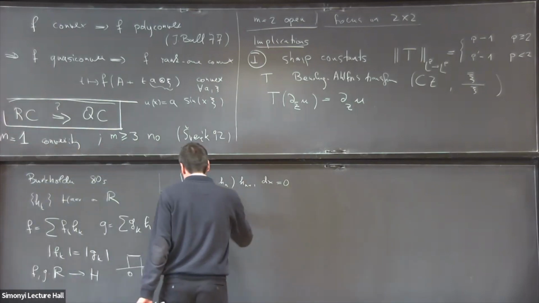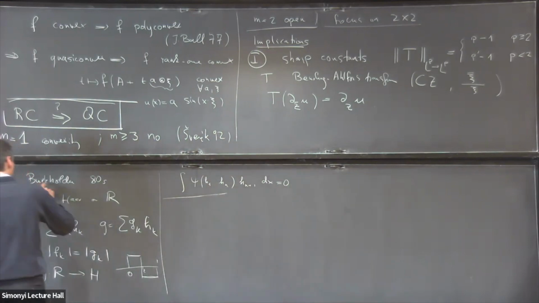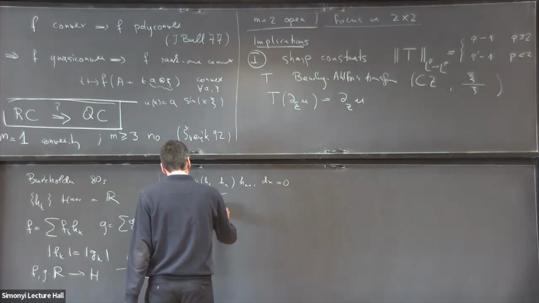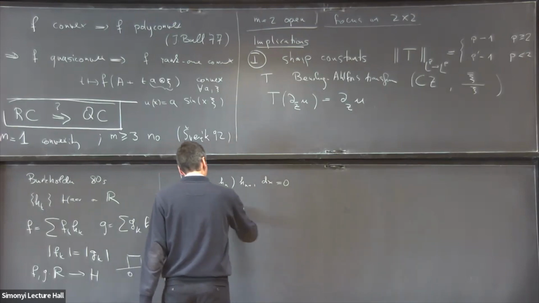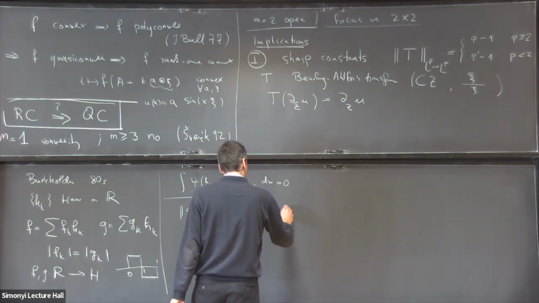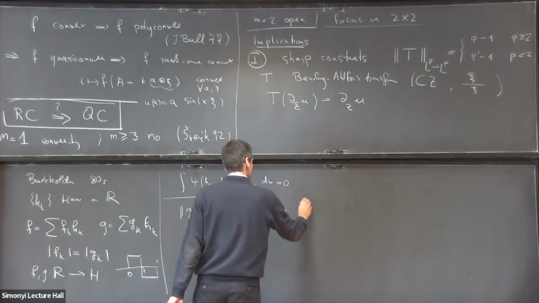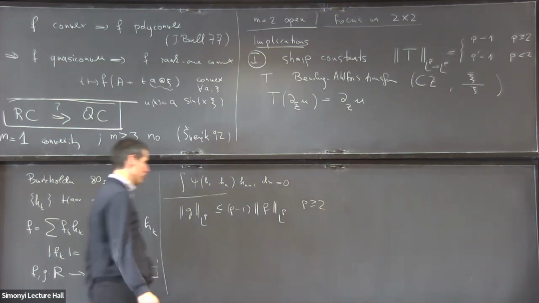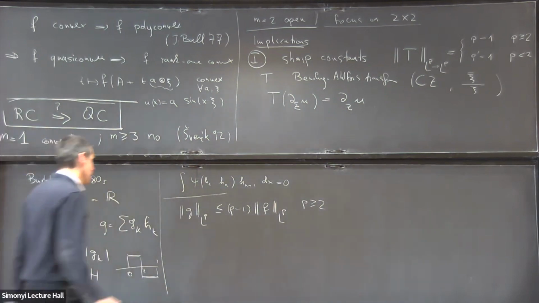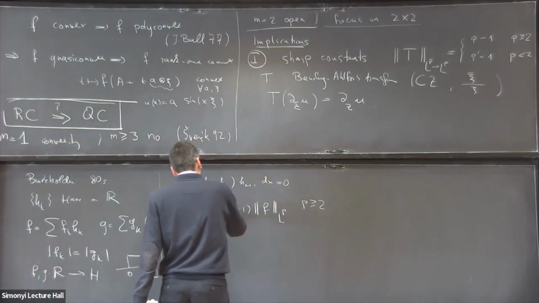So the statement of Burkholder, let me first state that, is that the LP norm of G is bounded by p-1 times the LP norm of F. Let me just concentrate on the case p bigger than or equal to 2. For p less than 2, it's the dual. Okay, and the proof of this inequality.